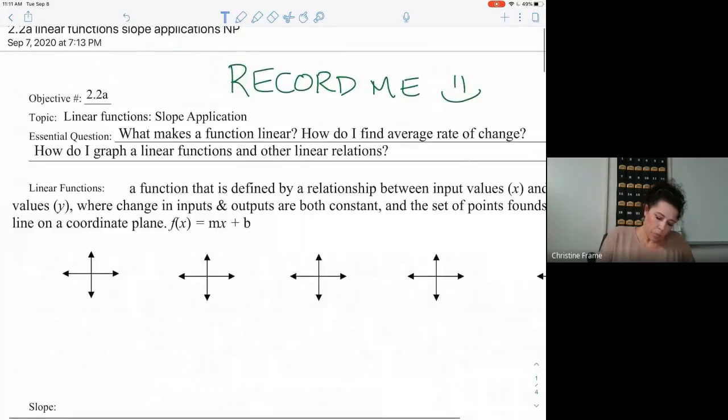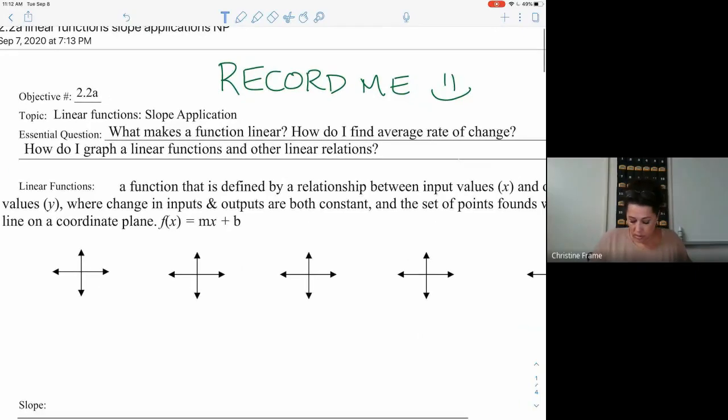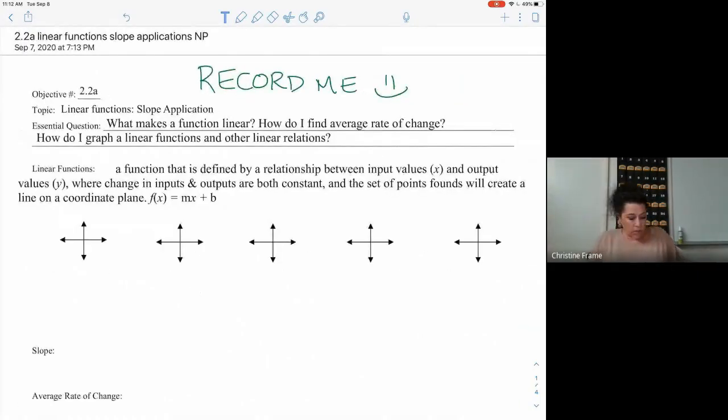Okay. So first, what I have here is a definition for what is a linear function. So we're going to fill that out. A linear function is a function that is defined by a relationship between input values, or your x's. Those are your independent values. You can pick whichever x you want. And your output values, which are your y's.